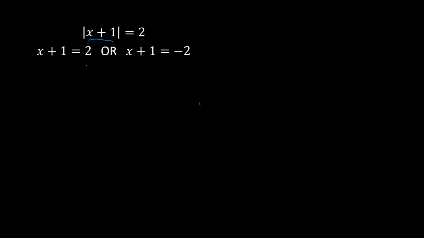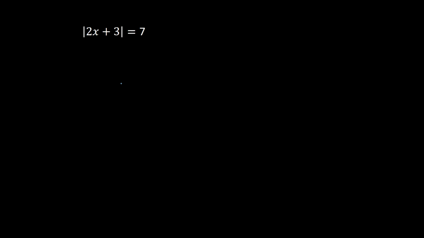So we have two cases, and we can solve each of these using just normal algebra. To solve the first equation, just subtract 1 from both sides. We're going to get x equals 1. And then on the other side, subtract 1 as well. So we're going to get x equals, and that's going to cancel, negative 2 minus 1 would give you negative 3. And that's going to be an OR statement as well.